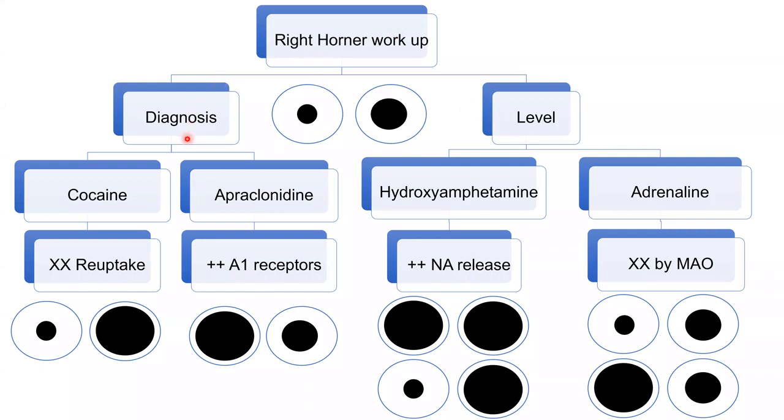Again, to summarize all the pharmacological testing, we have 2 drugs for diagnosis, 2 drugs for leveling. Cocaine will not dilate the Horner. Apraclonidine will dilate the Horner. So both of them are important for diagnosis. Hydroxyamphetamine will dilate the preganglionic but will not dilate the postganglionic. Adrenaline will not dilate the preganglionic, but it will dilate the postganglionic. Hard mission to explain, but I hope that you understood it.